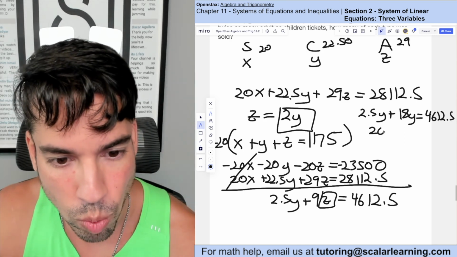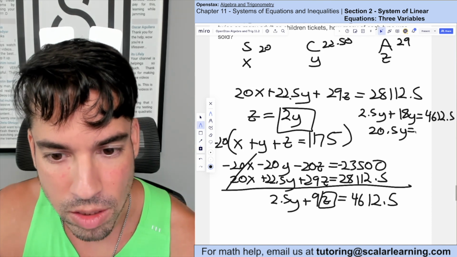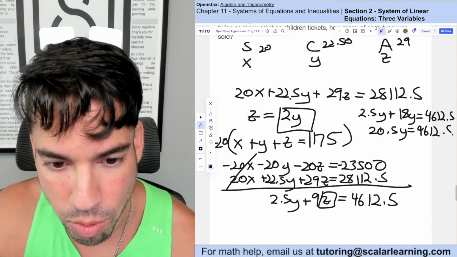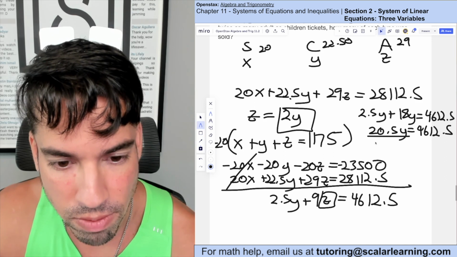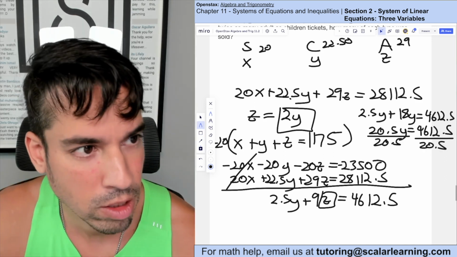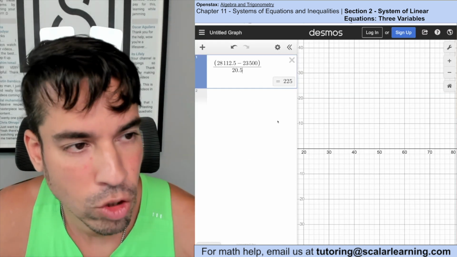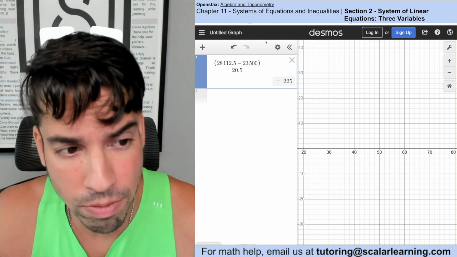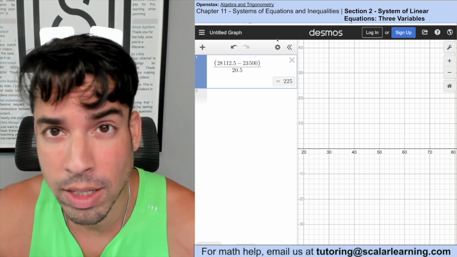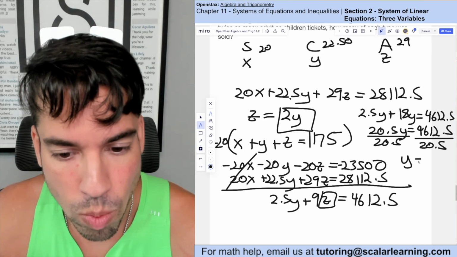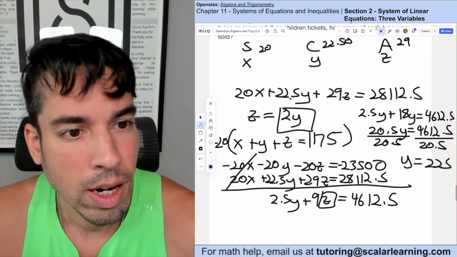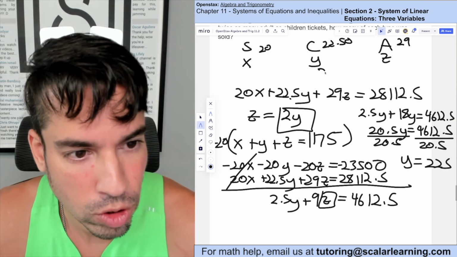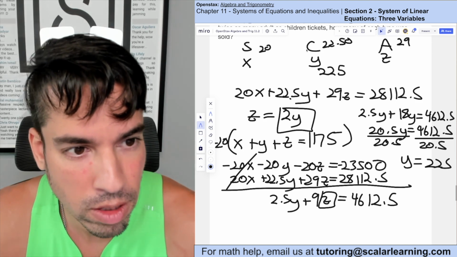Combined like terms, that's 20.5y is equal to 4612.5. Divide both sides by 20.5, like so. And let's do that in Desmos now. And we get a nice even 225. Again, this is number of people for a certain category, so we shouldn't get any decimals or fractions. So that means y equals 225. And that's the number of children. So 225 there for children.